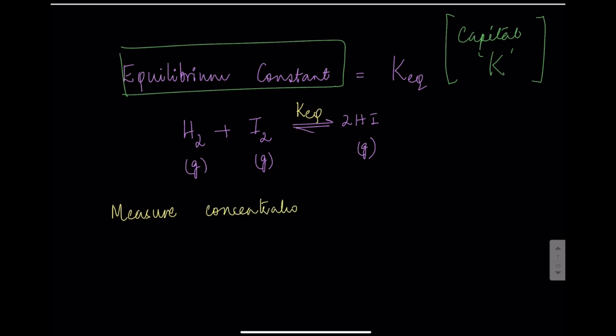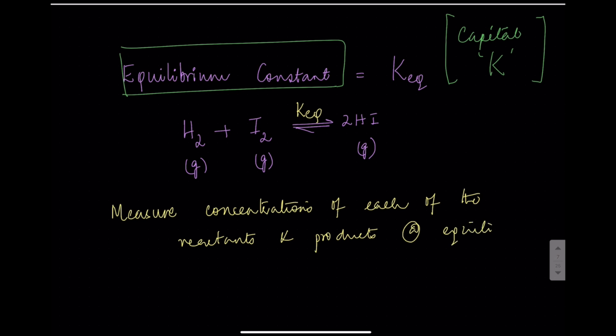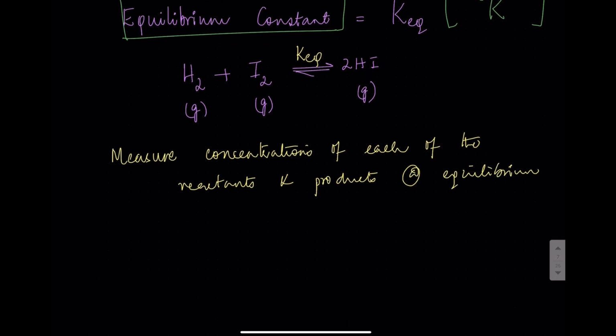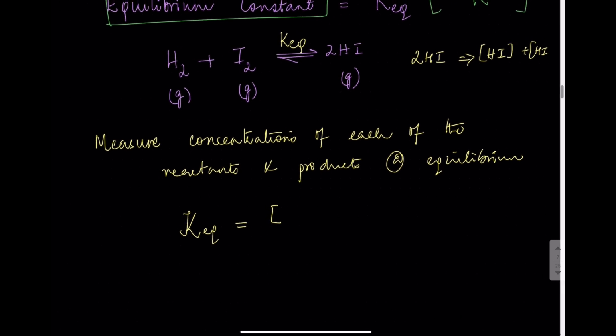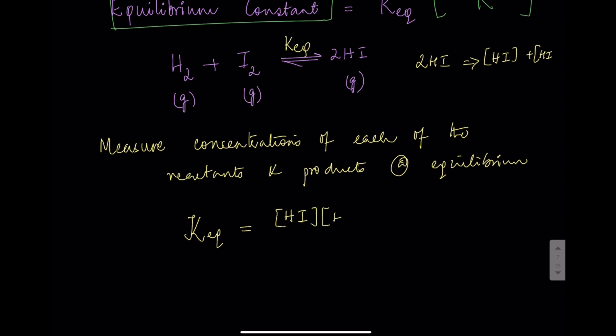Measure concentrations of each of the reactants and products at equilibrium. Once you measure that, then the ratio of that will become the equilibrium constant. In this case, we have HI. Now the 2HI is the same as HI plus HI, correct? So if I were to write it as HI and HI divided by H2 and I2.